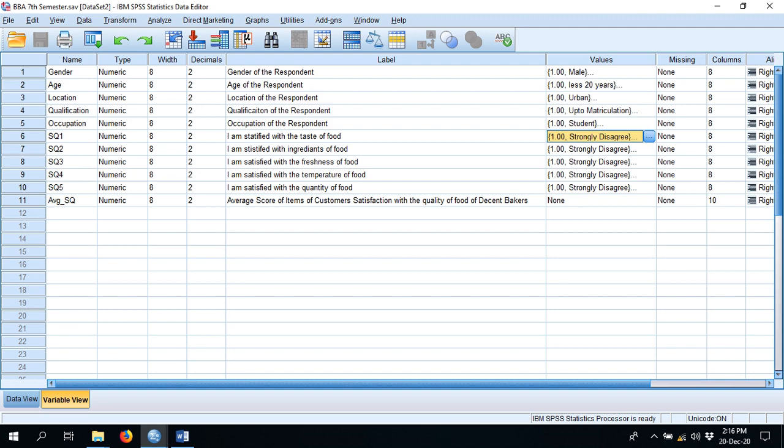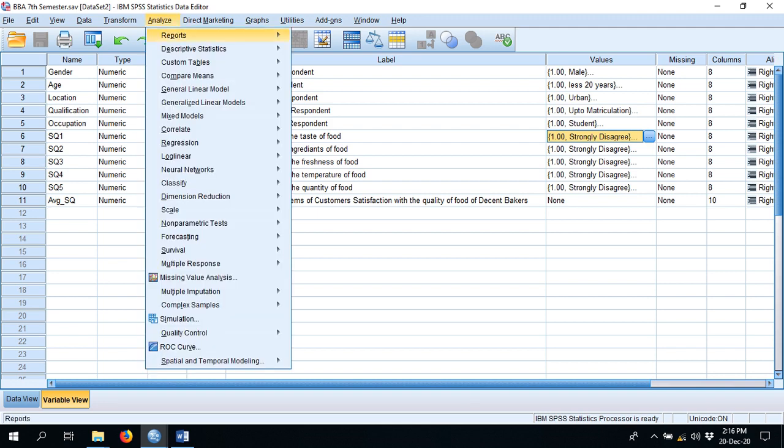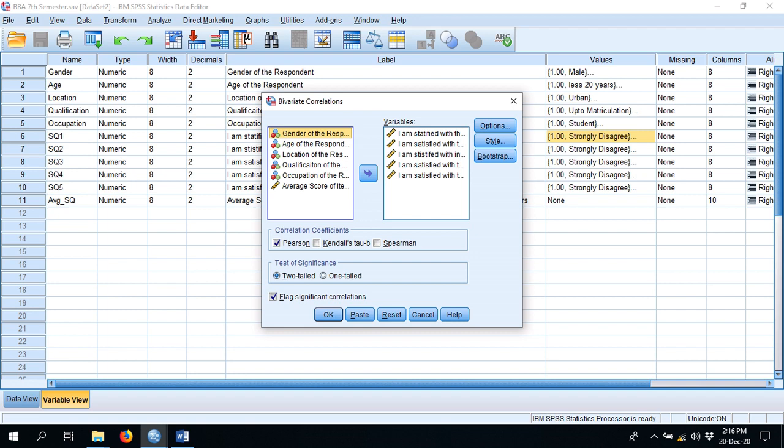Because these items have been measured on scale variables, if we want to check the association between these scale variables, we will use the Pearson correlation coefficient. How can we calculate it? Go to Analyze, then Correlate, then Bivariate. This is the test variable box.